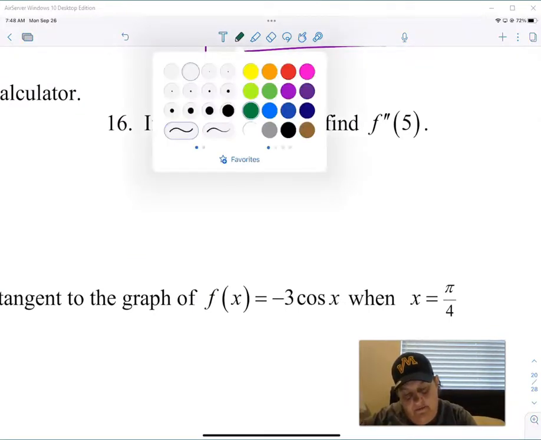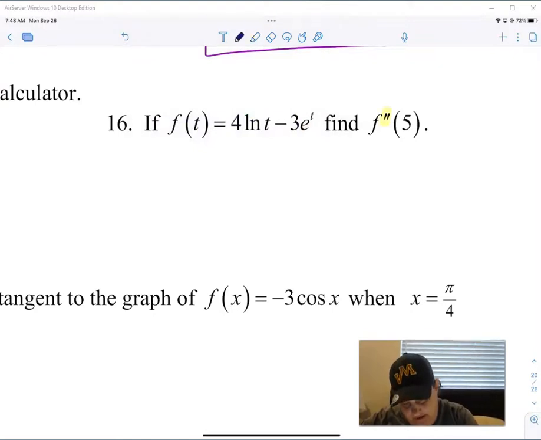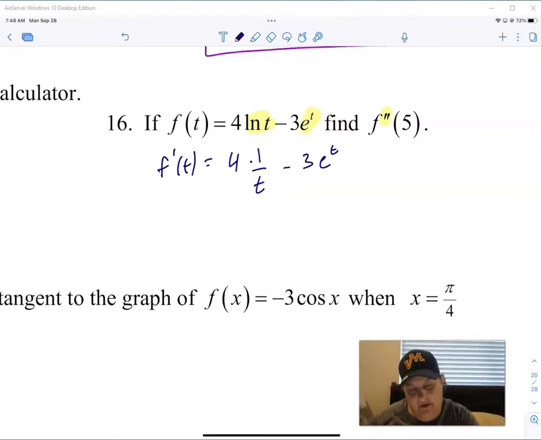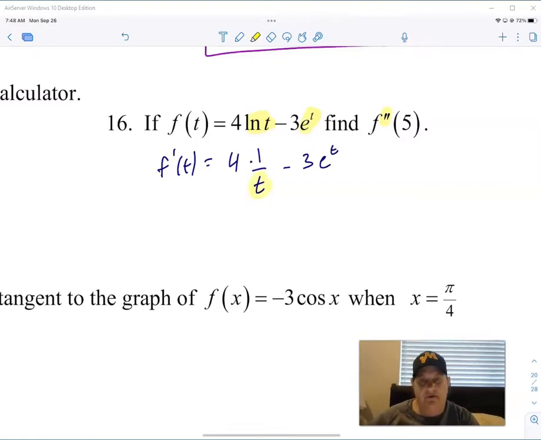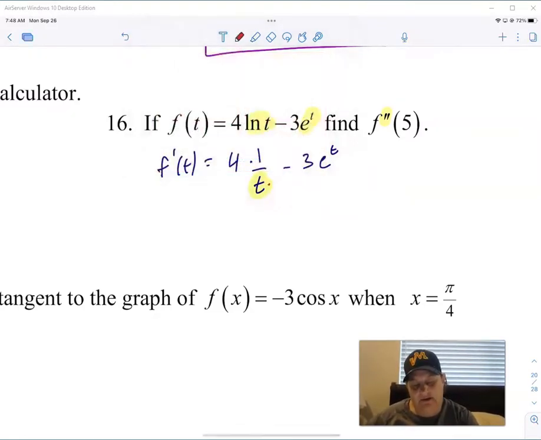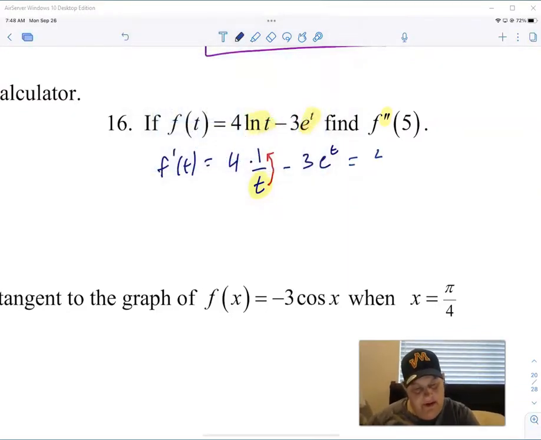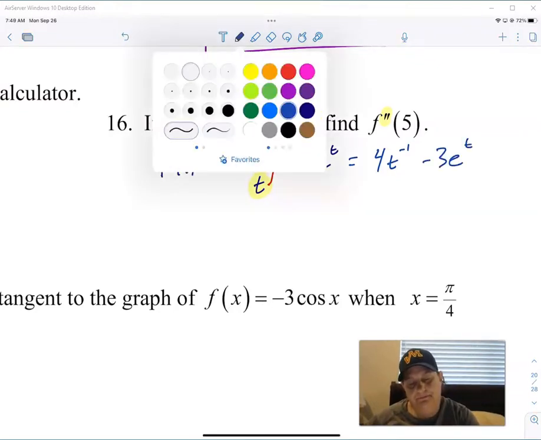Careful, look, we're finding a second derivative. The first derivative, 4, stays there. Ln of t is 1 over t. 3 stays there. E to the t is itself. Now, I've got to take one more derivative, but remember that I can't take the derivative when it's on the bottom. I've got to move it up. So let's rewrite this as 4t to the negative 1 minus 3e to the t.